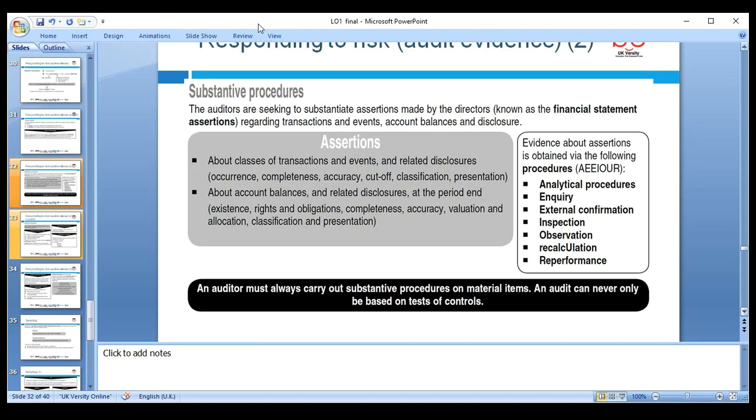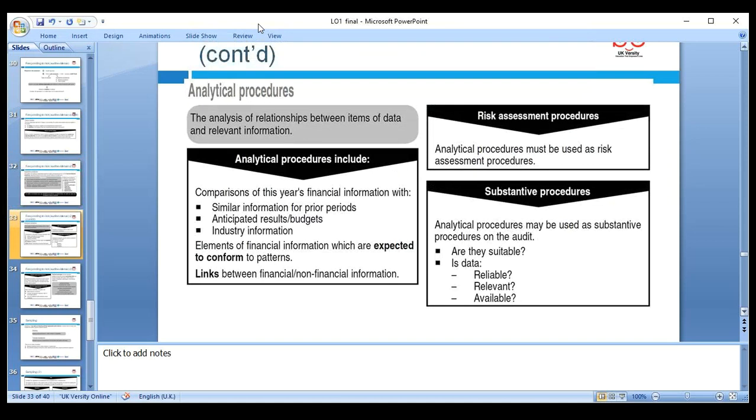Evidence is obtained via the following procedures: analytical procedures, inquiry, external confirmation, inspection, observation, recalculation, and reperformance. Auditor must always carry out substantive procedures on material items. Right? Audit can never be based only on the test of control. The analytical procedure is the relationship between items of data and the relevant information. Comparison, financial information.